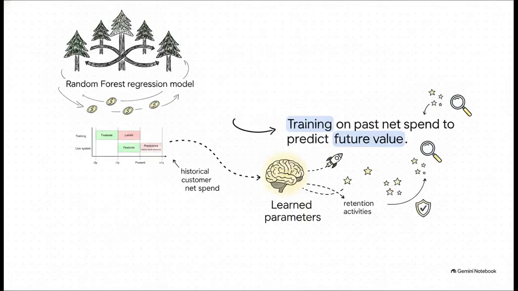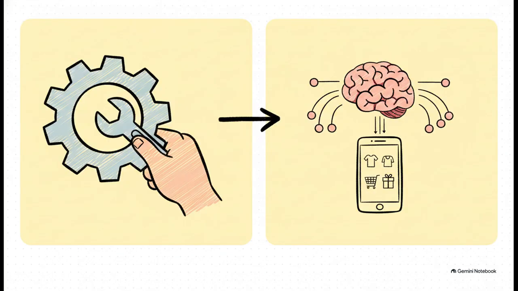To tackle this, ASOS rolled out an incredible forecasting solution. They take a full year of historical customer net spend and train a random forest regression model on it. Then they grab those learned parameters and drop them straight into their live system. This lets them actively predict the future value of every single customer over the next year. Because of this, they can instantly spot their high-value shoppers and be super smart about where they spend their retention budget.